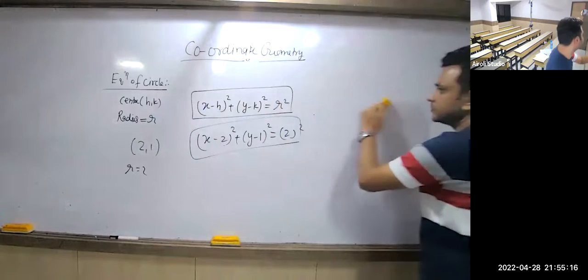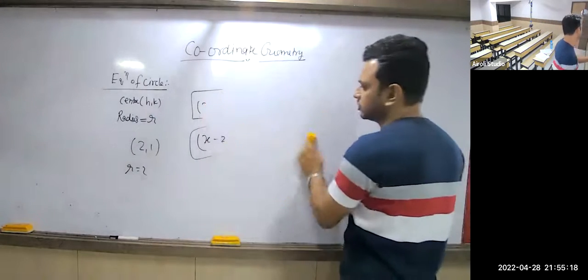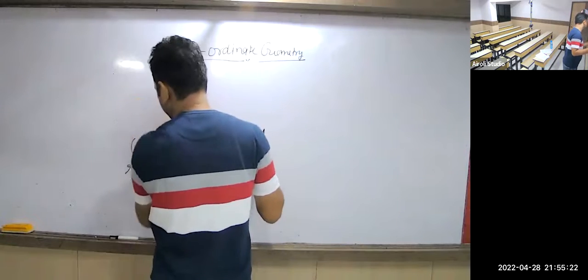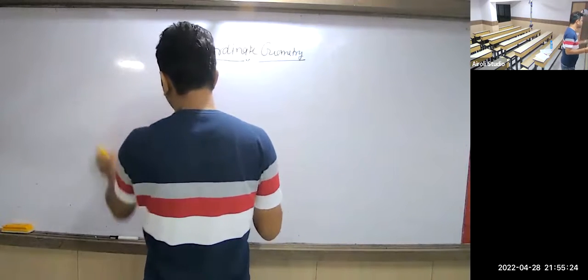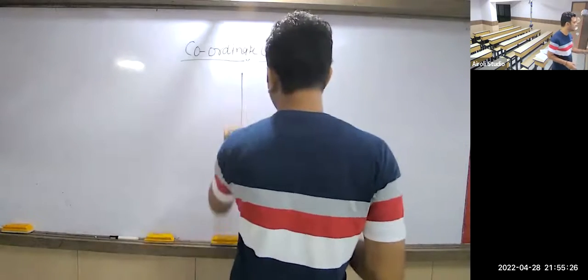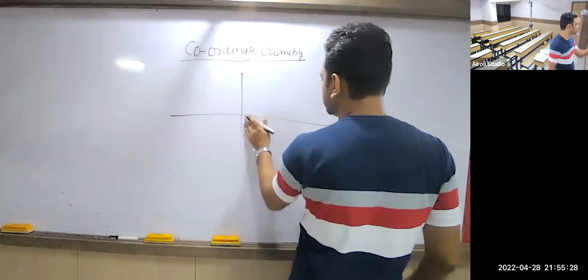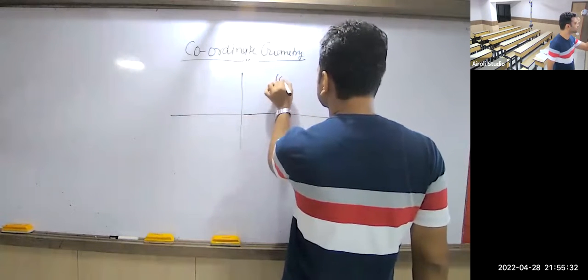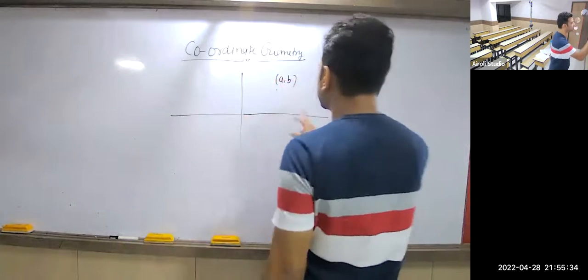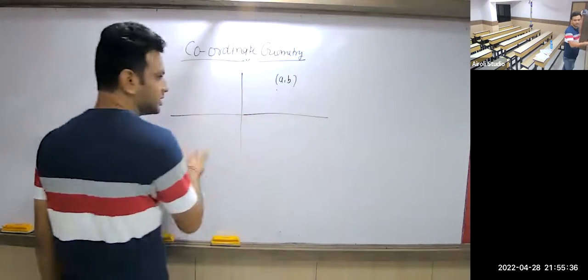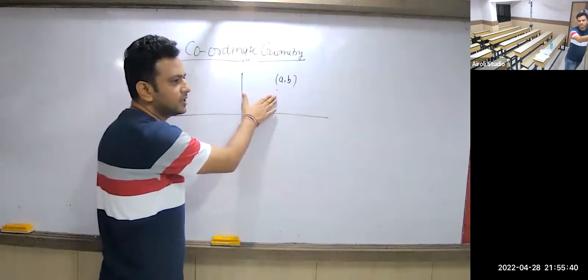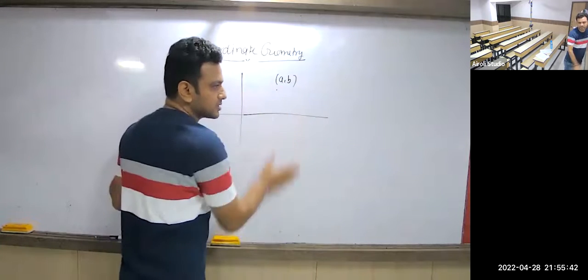Distance formula, section formula, equation of line, equation of circle. There are some small points I'm going to discuss. Let's say I'm having a point (a, b) in the first quadrant. So this is your first quadrant, second quadrant, third quadrant, fourth quadrant.